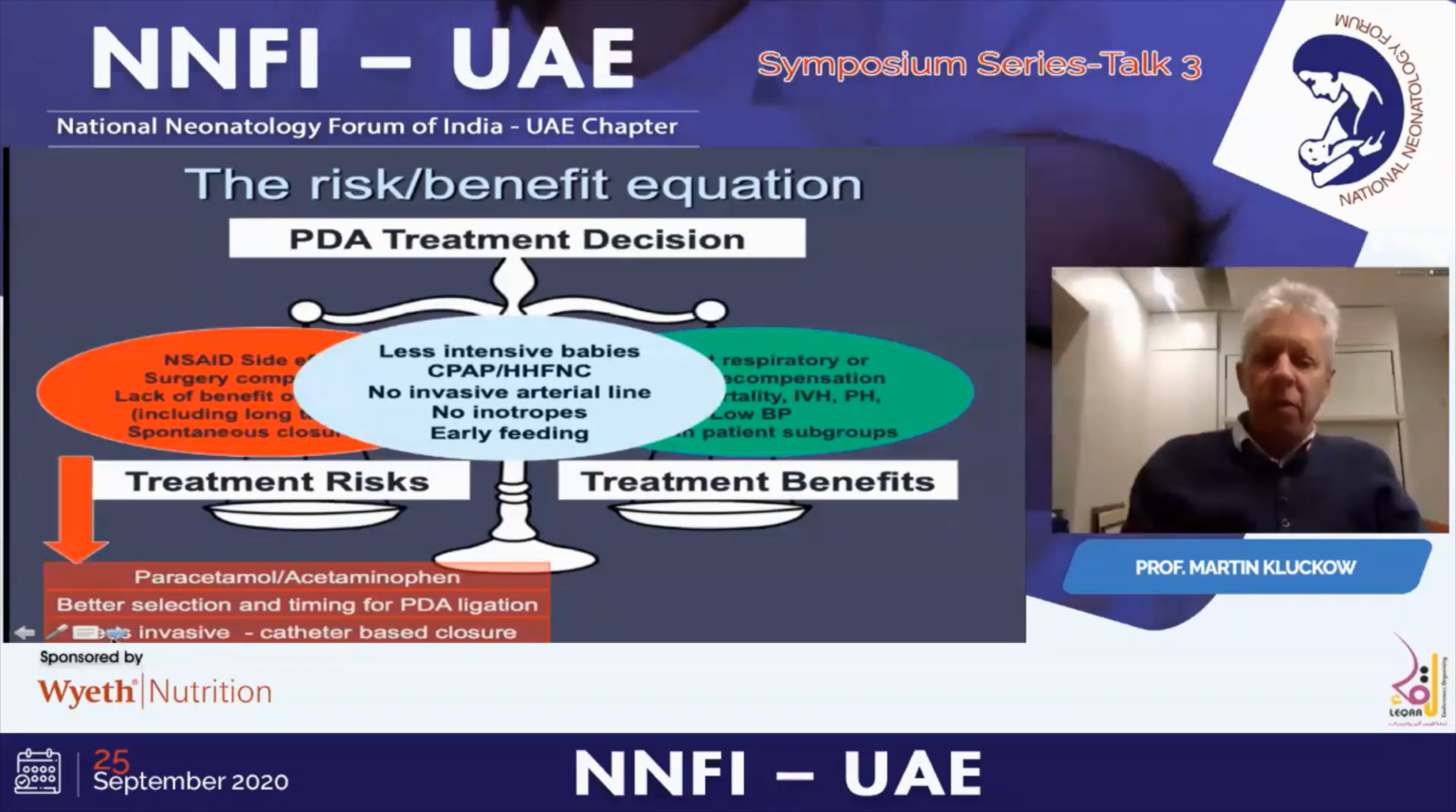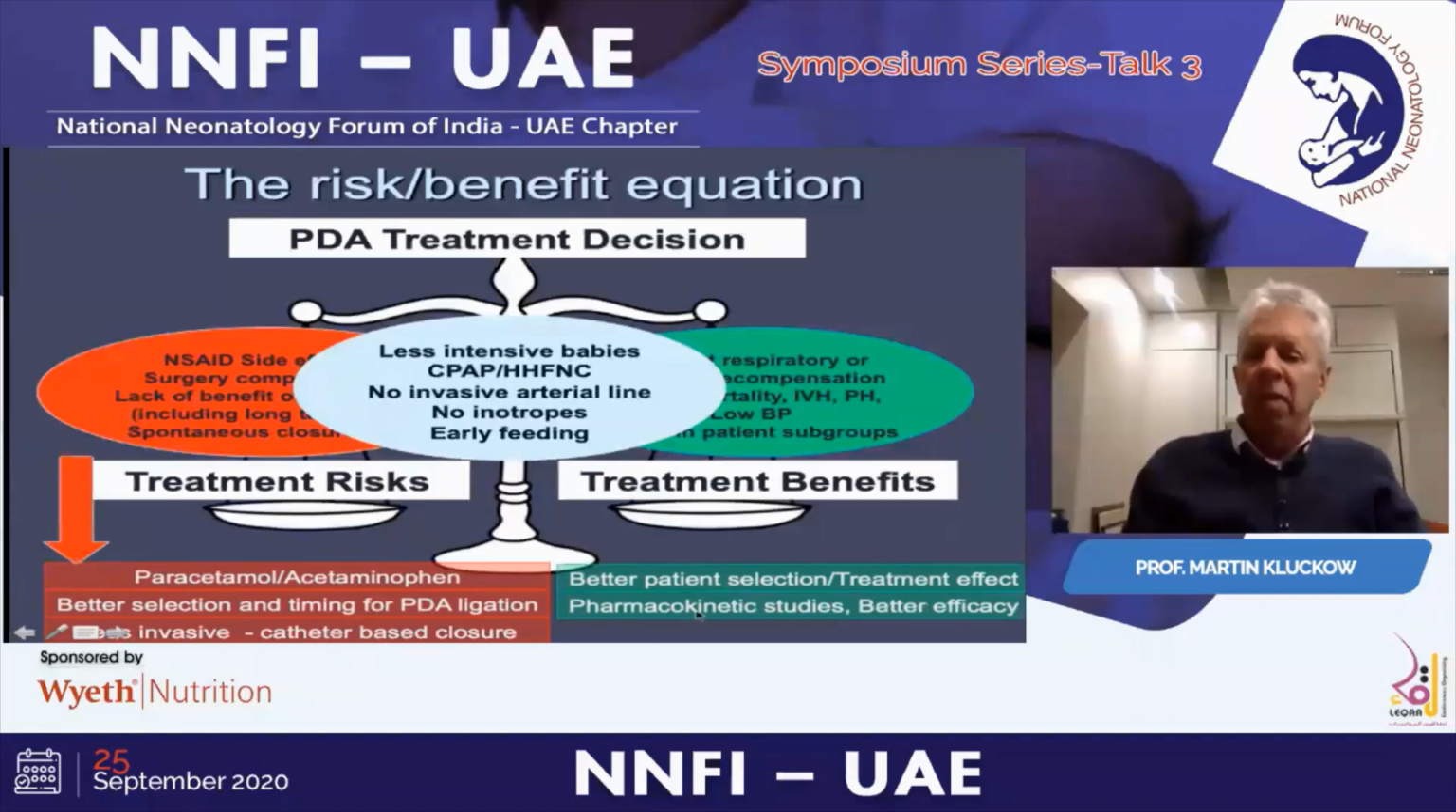And the benefits are also being affected by better patient selection and treatment effect, and in particular, starting to understand the pharmacokinetics of the drugs we use a little better. It doesn't make sense to use exactly the same dose per kilo, the same dose for all types of babies. More immature babies, more mature babies, maybe they should have a different dosing regime, and more work needs to be done in this area.